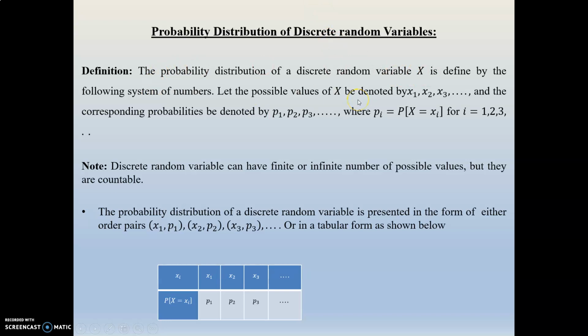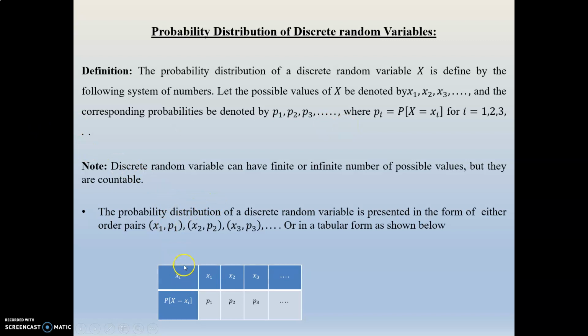Let the possible values of X be denoted by x1, x2, x3, etc., and the corresponding probabilities be denoted by p1, p2, p3, etc., where pi is equal to P(X = xi). Instead of writing p1, p2, p3, etc., we can simply write pi, that's equal to the probability of capital X equal to small xi, for i equal to 1, 2, 3, etc. Similarly, corresponding to x1 we are getting some probability like this.